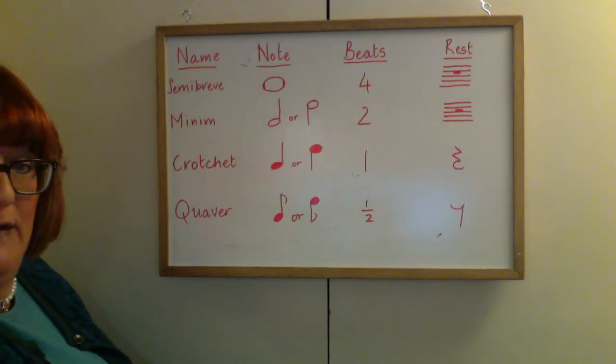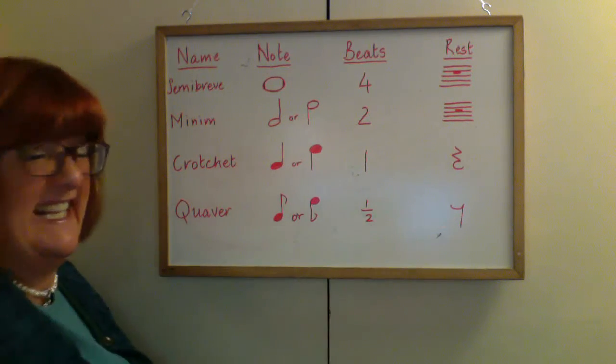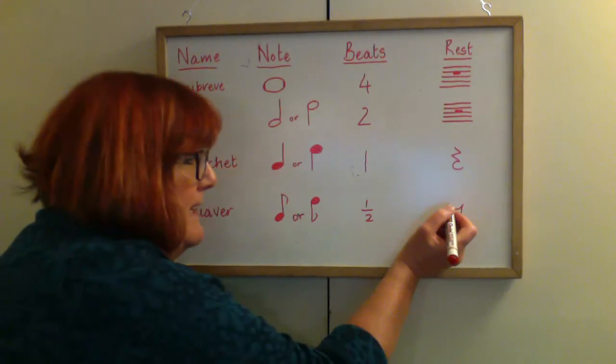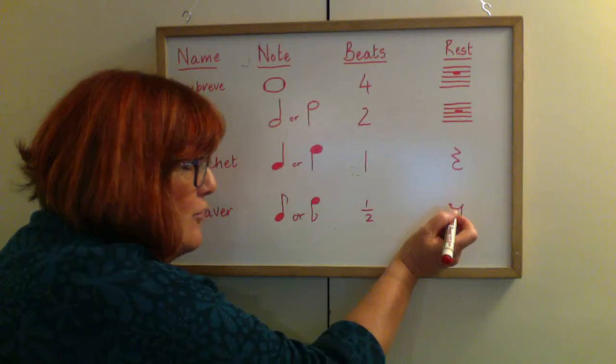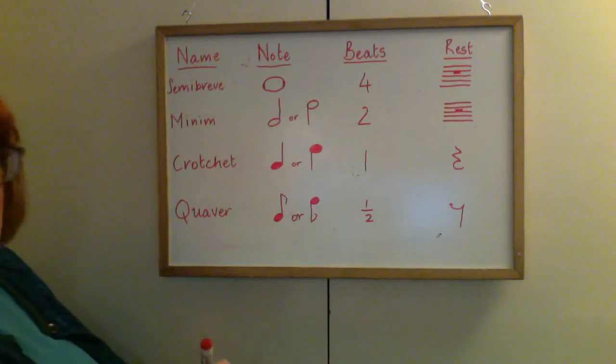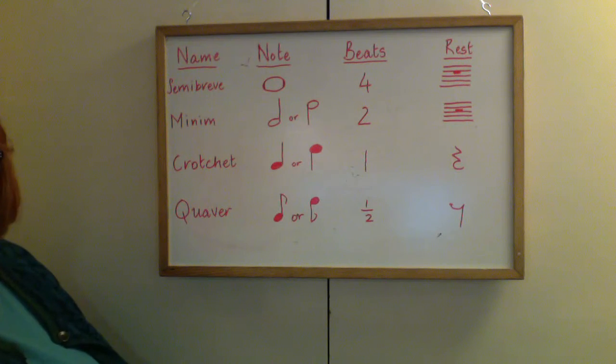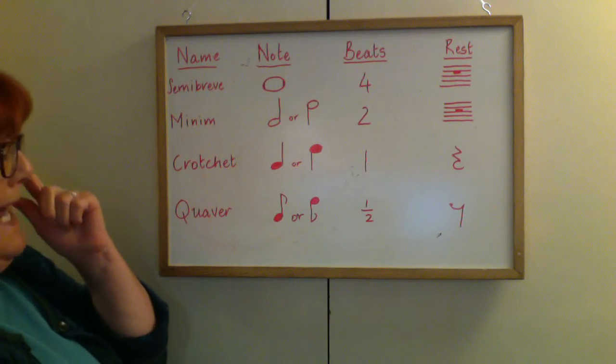And a quaver rest looks a little bit like a lazy 7, I always think, and it has a little dot up here, so I'm going to draw that in for you, just so you didn't think I'd made a little mistake, a bit of a blob. It does have a little dot at the top like that.